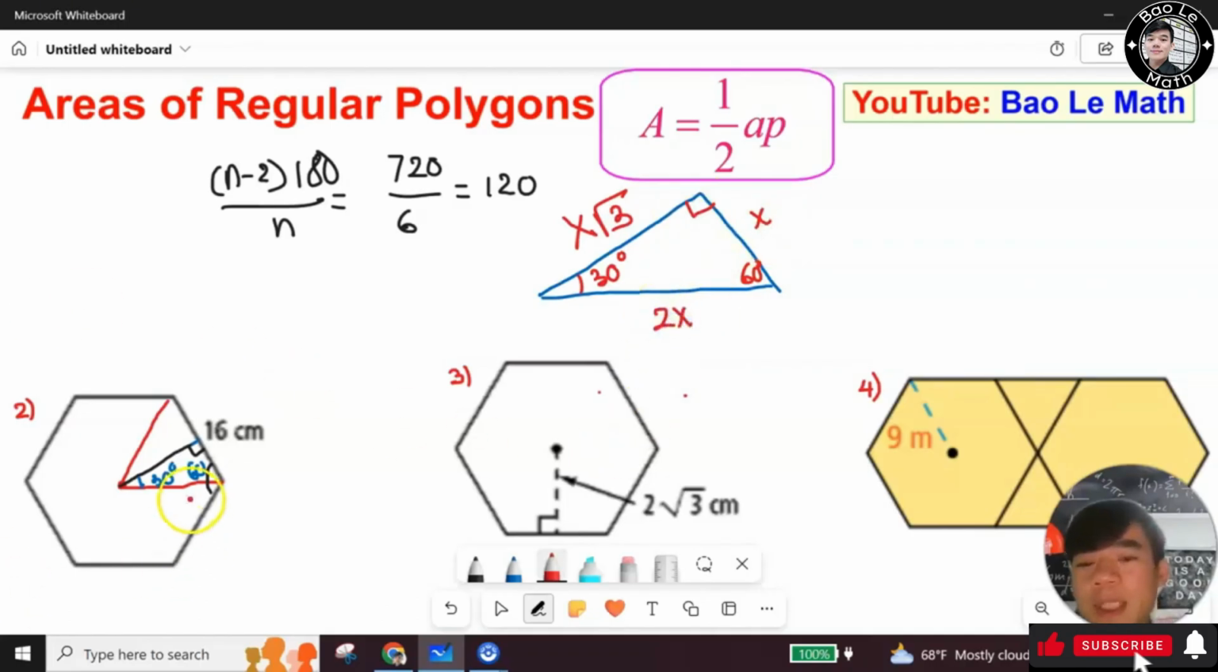Okay, now we look at this one right here. We need to find what? We need to find the apothem, which is this one right here. The apothem, which is this one. Okay, so we have what?